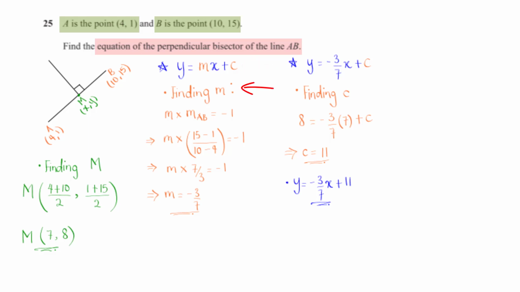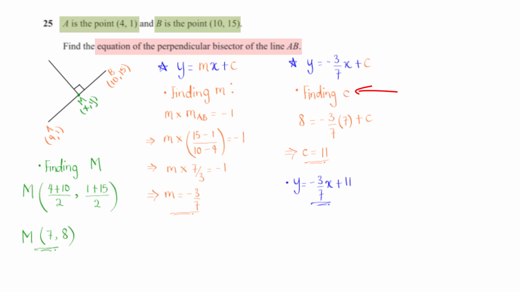So to find the value of m, we know that the product of the slope of the perpendicular bisector and the slope of the line AB will be equal to -1. The slope of AB will be the change in y over the change in x, which will be 15 minus 1 divided by 10 minus 4. And so the value of the slope of the perpendicular bisector ends up being -3 over 7. So we now have y equals -3 over 7 x plus c.